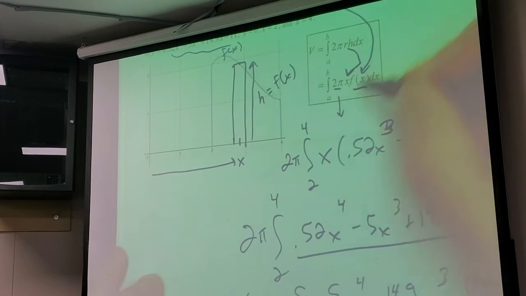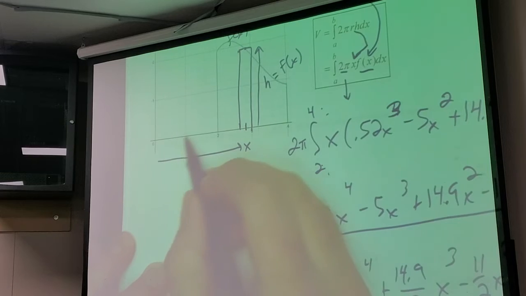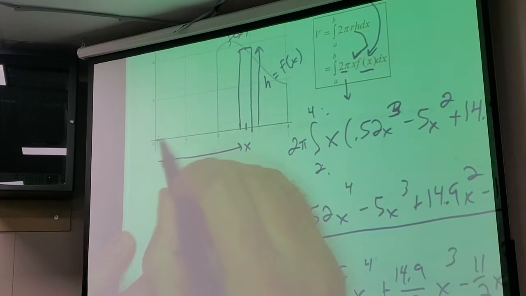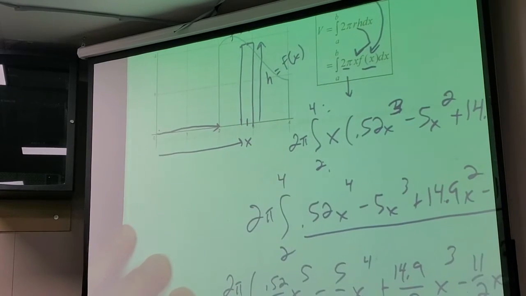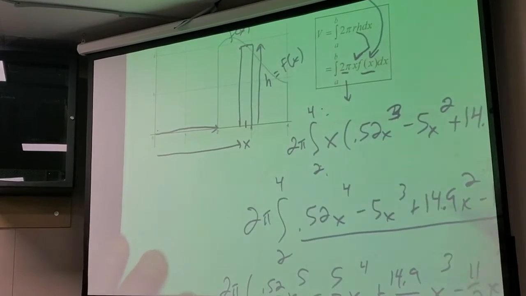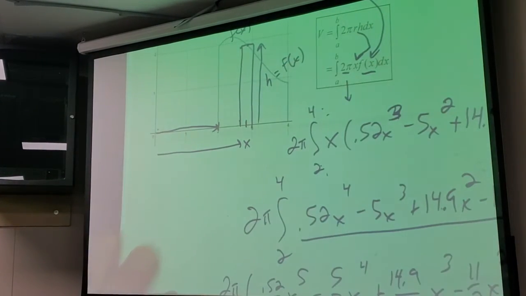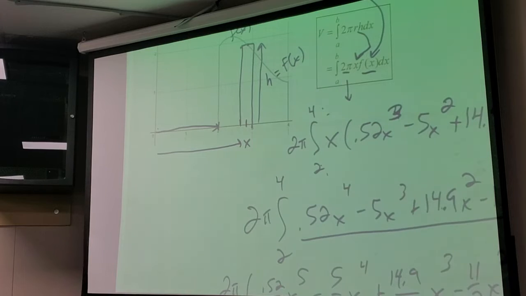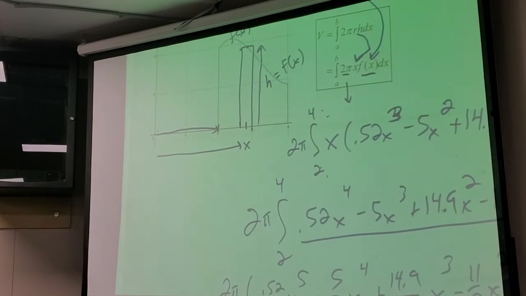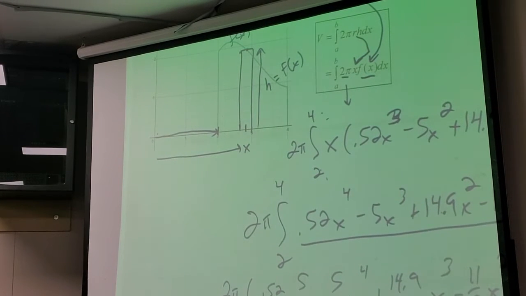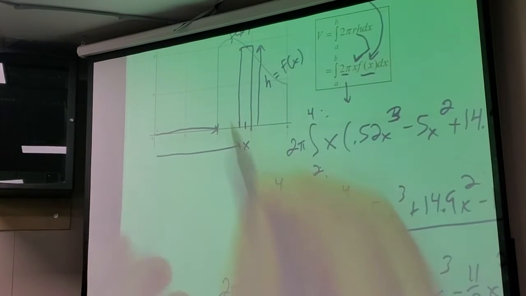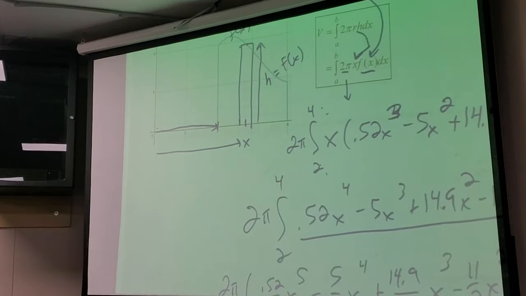Because I'm going from 2 to 4. So am I even including any rectangles from here to here? No, I'm not. It starts counting them at 2. So I don't have a region I've got to subtract out. I have no idea if you guys are with me, but there will never be an outer and inner radius for shells because it just bypasses the area that's empty.